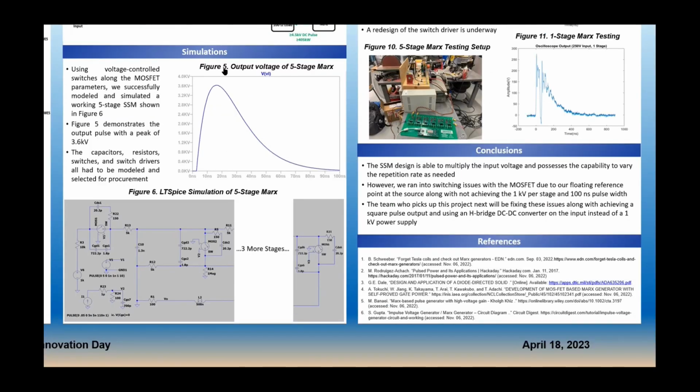We were able to successfully create a 5-stage solid-state Marx generator that multiplied the voltage. However, we weren't able to test it at 1 kV quite yet, and on top of that, we did run into some timing issues with it. However, there is a concepts team that is going to be taking this over after us who will address some of those problems. They will also attempt to get a square pulse at the output and use an H-bridge DC to DC converter at the input instead of the 1 kilovolt power supply.